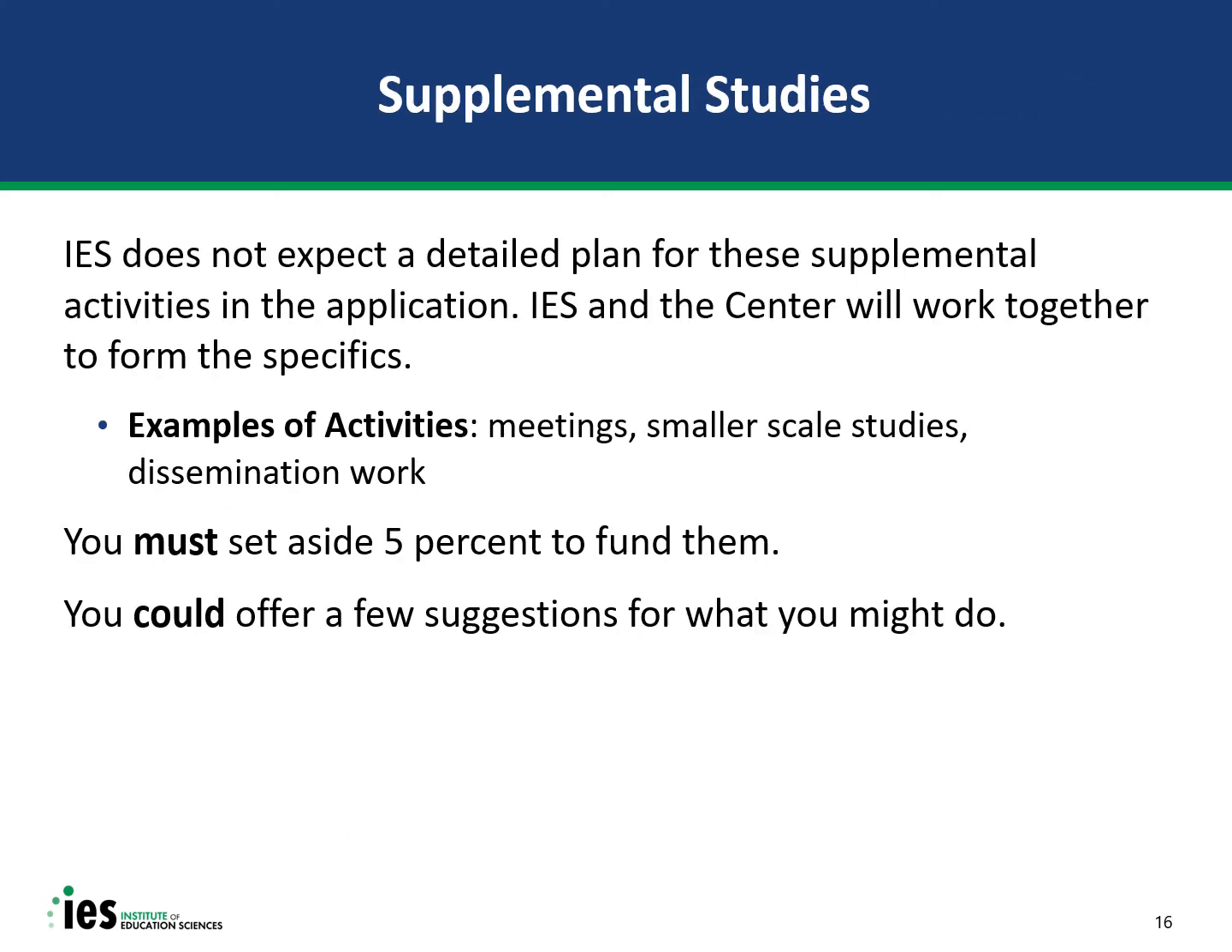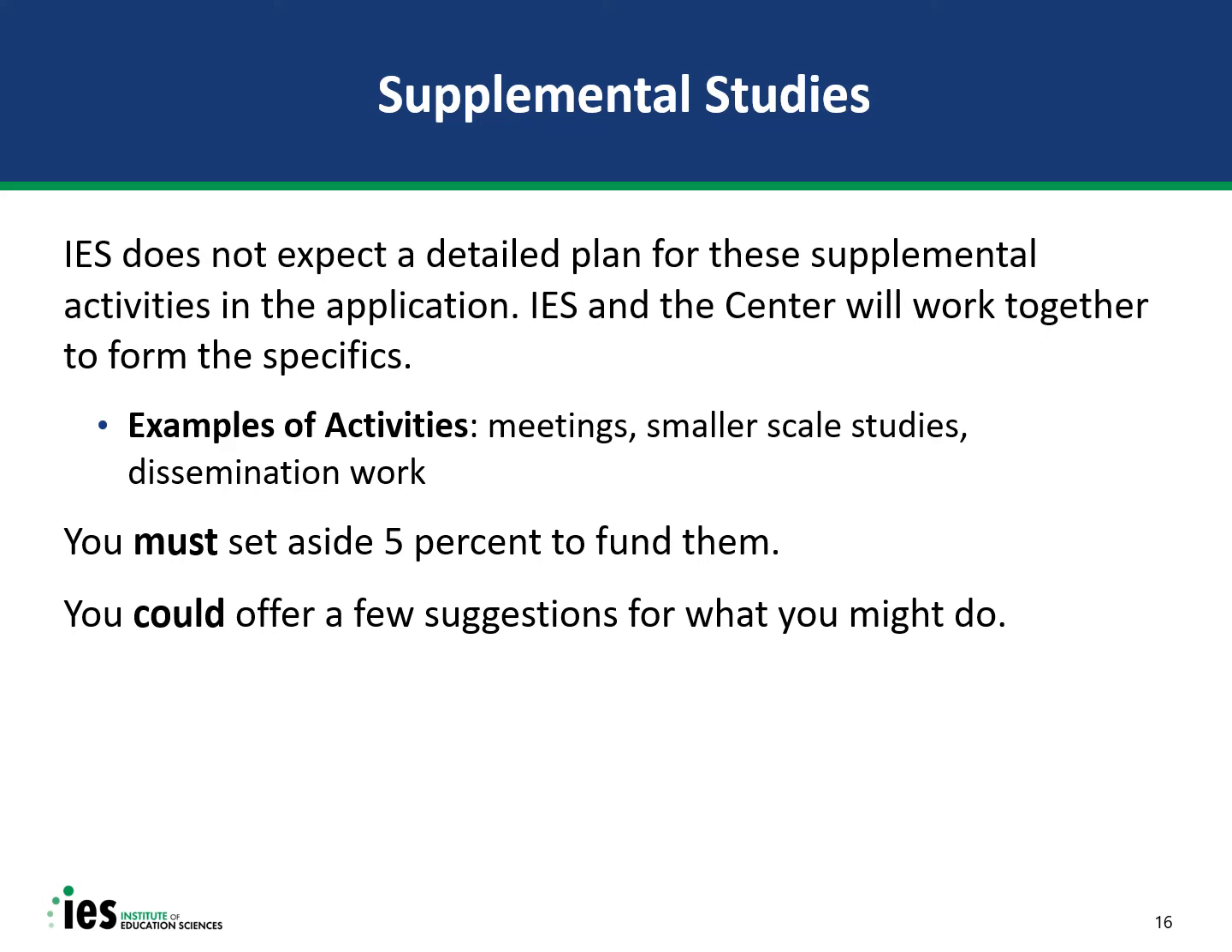The final major set of activities are the supplemental activities, such as meetings or smaller scale studies. These activities will support the focus program of research activities and/or the national leadership and outreach activities. The Postsecondary Center will work cooperatively with IES to select and design these activities in response to policy and practice needs relevant to the center's topic. For this reason, IES does not expect a detailed plan for these supplemental activities in the application, but does expect a budget set aside of 5% of the maximum grant award, $500,000, for them.